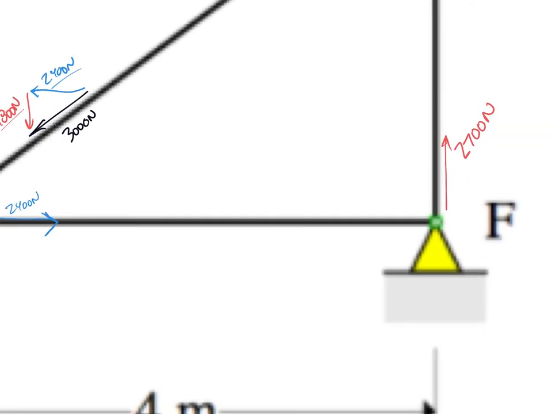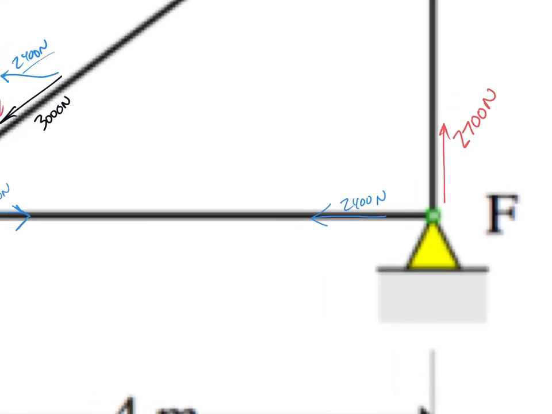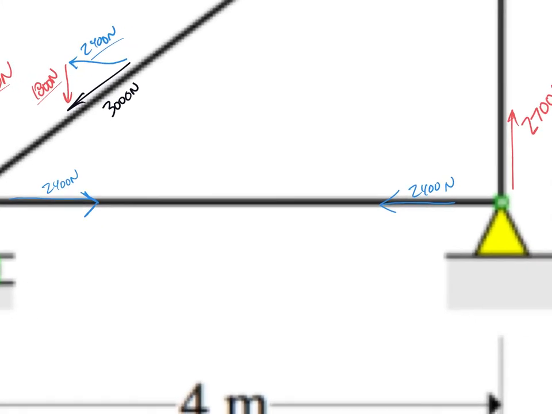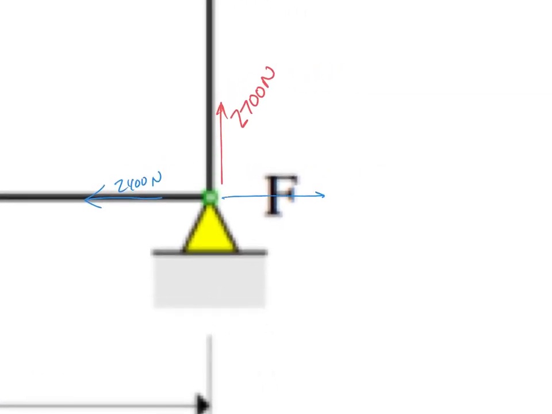So let's scroll over here. So that means for that to happen, this one has to be 2400 right here, right? Which means that my external force, F of x, has to be 2400. So there's an external force of 2400 right here. And then my external force downwards needs to be 2700 newtons to account for this.